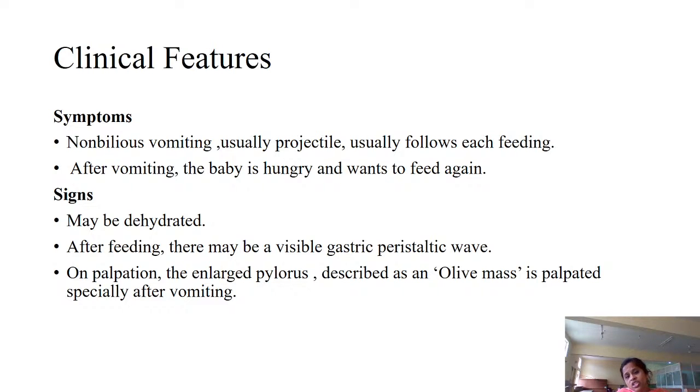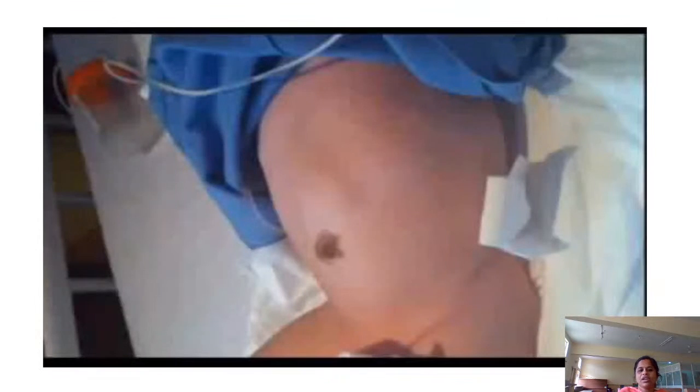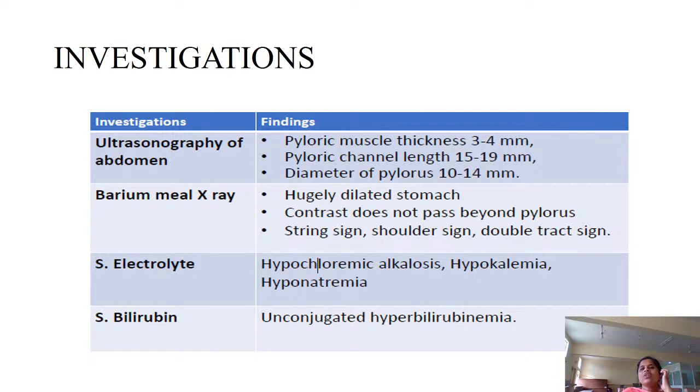On palpation, the enlarged pylorus, described as an olive mass, is palpated, especially after vomiting. You can see it here. This is the olive mass. The child will generally present around 4 to 6 weeks of age. Classically, a male child who is 4 to 6 weeks old, who had been feeding normally, now comes with a history of non-bilious vomiting, and you see an olive mass and visible gastric peristalsis.